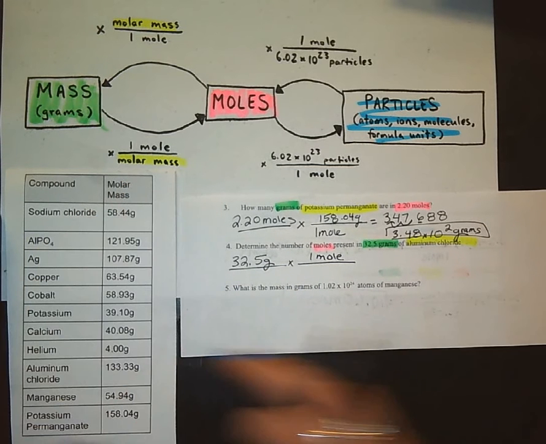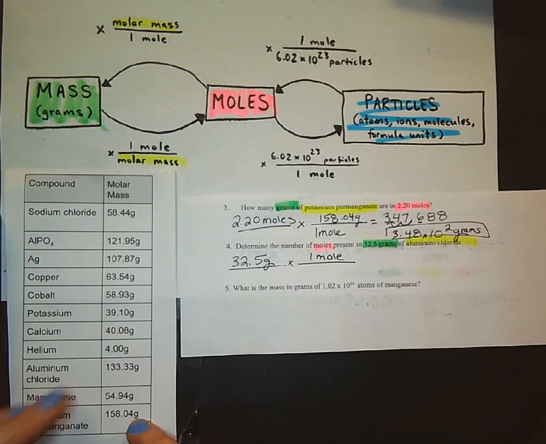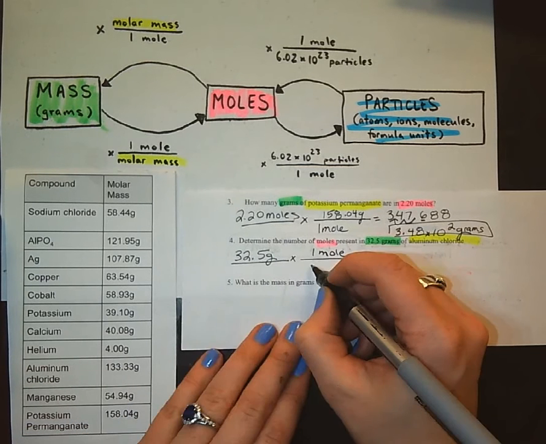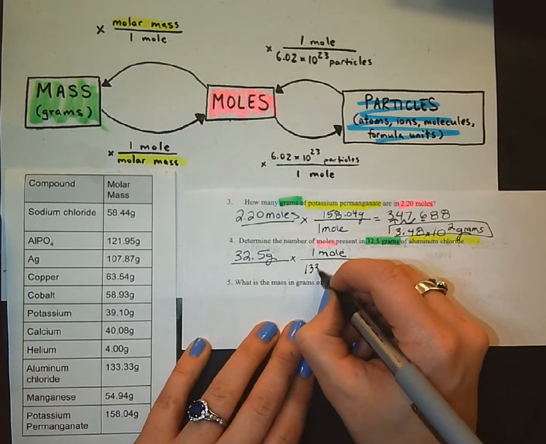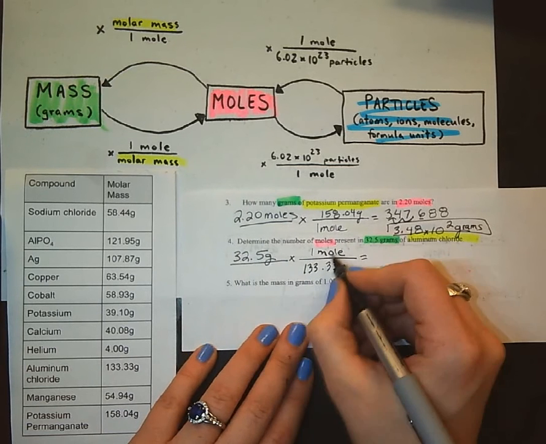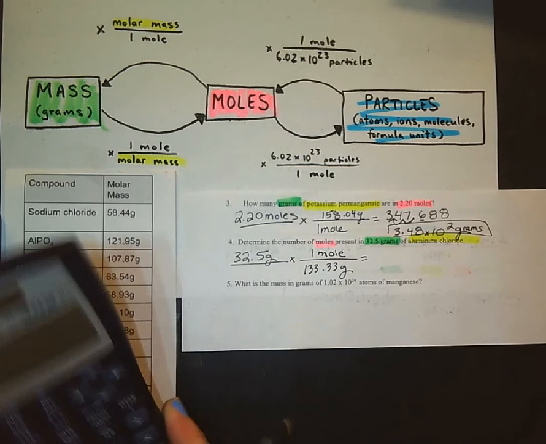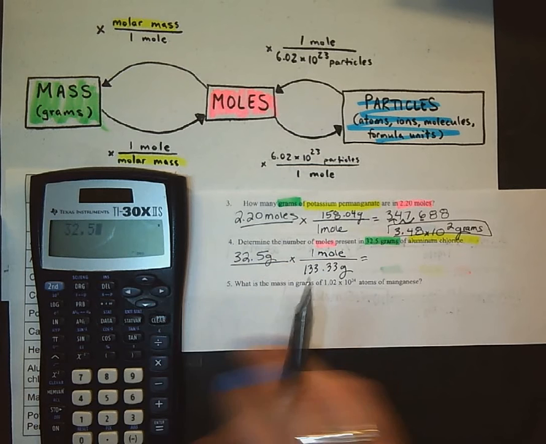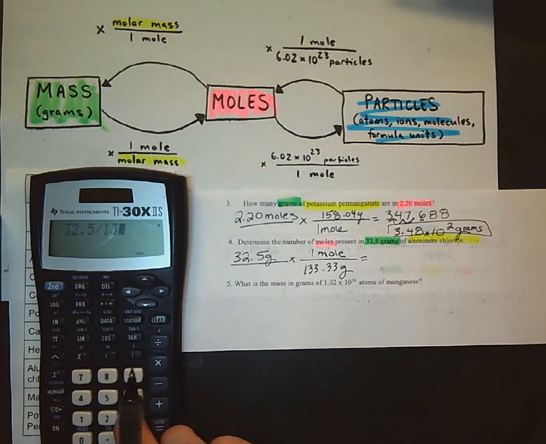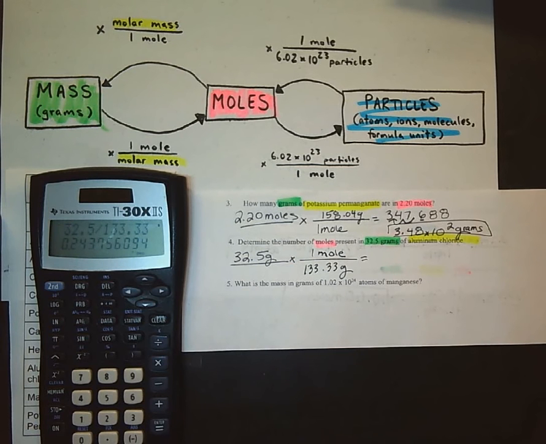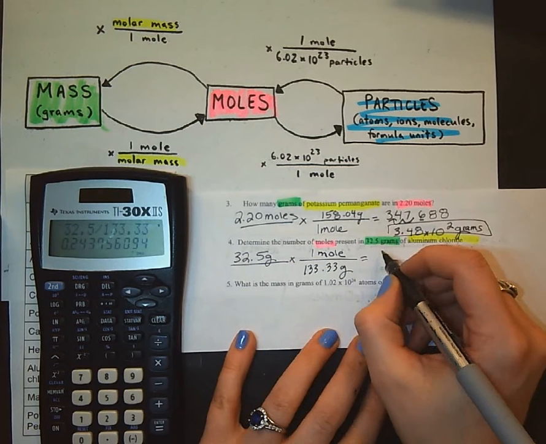So I'm going to go ahead and look at my sheet, find aluminum chloride. The molar mass of aluminum chloride is 133.33 grams. Grams cancels out, I'm left with moles, and that's what I want. So I'm going to plug this into my calculator. 32.5, and I'm going to divide by 133.33 grams. And it gives us a small number, so we are going to have to change this into scientific notation. So go ahead and write that down first if you'd like.